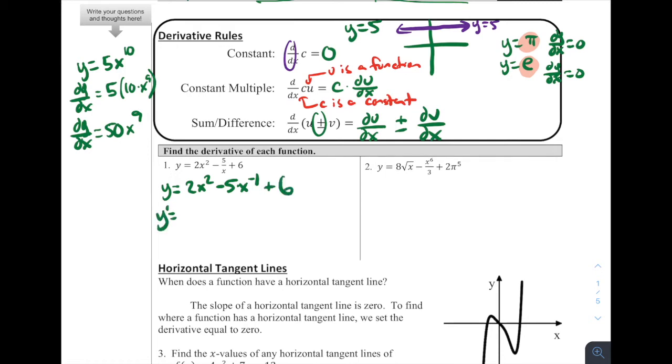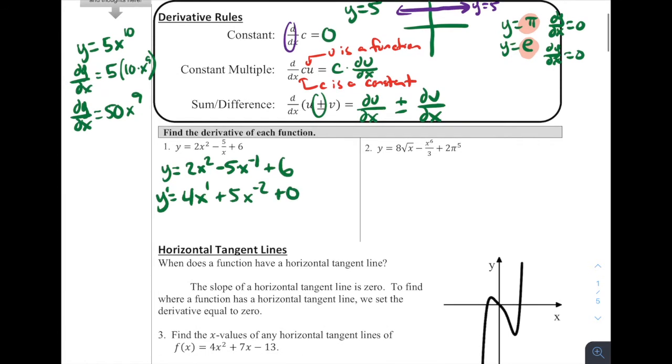All right, well, let's take the derivative of each part. So our sum and difference rule allows us now to take the derivative of 2x squared, the derivative of the 5 times x to the negative 1, and the derivative of 6, and then either subtract or add based on what's there. We know that from the power rule, the derivative of 2x squared is 4x to the 1. And the derivative of negative 5x to the negative 1 is going to become negative 5 times negative 1, which is positive 5, x raised to the negative 2 power, because we have to subtract 1 from that exponent. And then 6 is just a constant, so the derivative of that is 0.